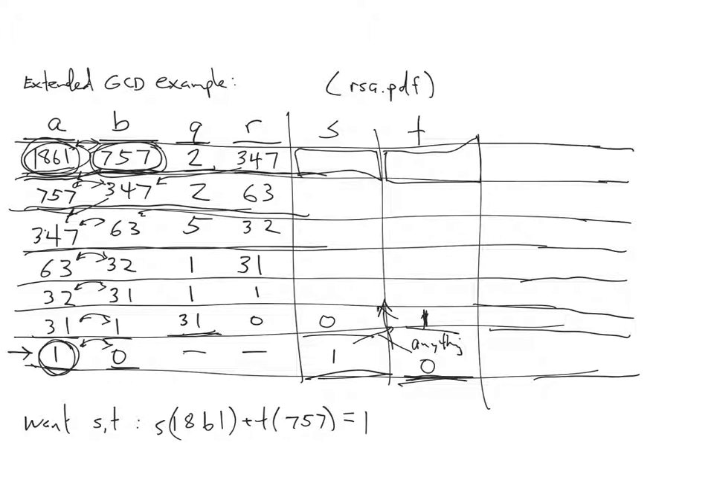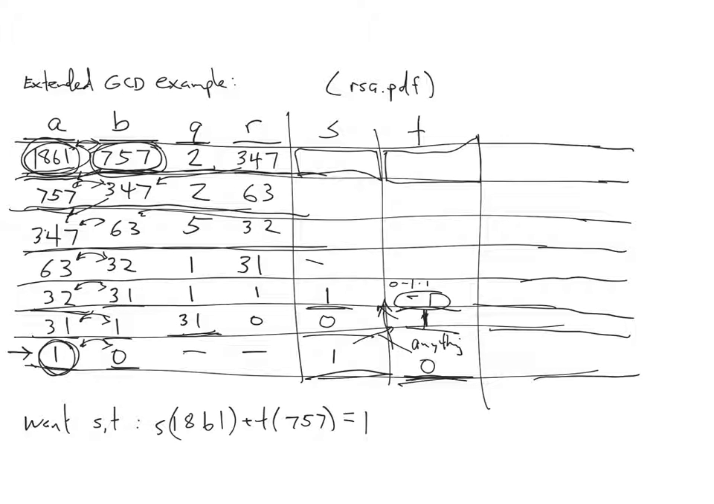So let's keep going. So this one will be 1. The s is just the s prime. And this will be 0 minus 1 times 1. So this will become minus 1 in this spot. So sure enough, 1 times 32 plus minus 1 times 31 is equal to 1 as desired.